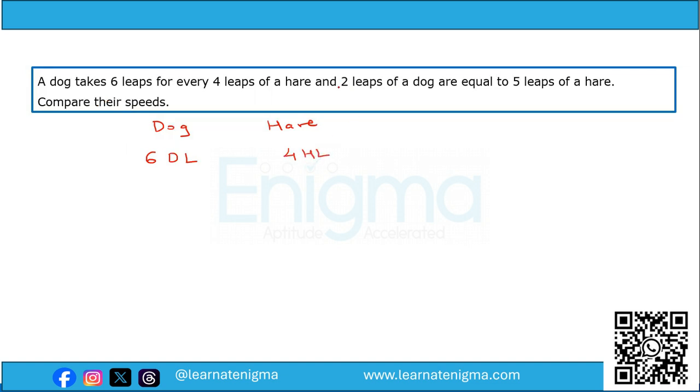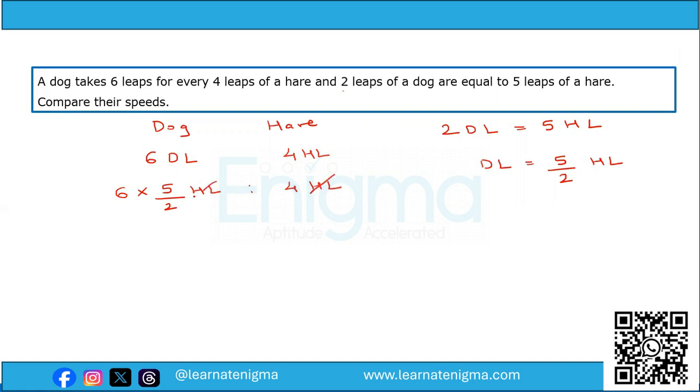But the distance covered in a dog leap and a hare leap is different. It is given to us the relation 2 dog leaps is equal to 5 hare leaps. So from this we can get that 1 dog leap is equal to 5 by 2 times of 1 hare leap. So we can substitute this value of 1 dog leap in this. So we get here 6 into 5 by 2 hare leaps corresponds to 4 hare leaps.